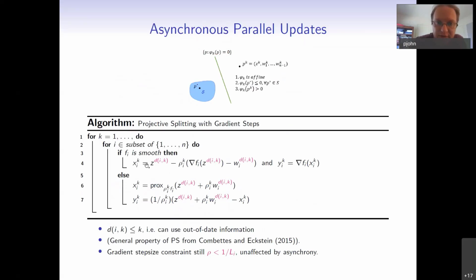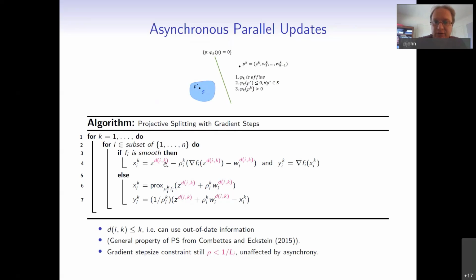Another nice thing, these things can be done in parallel. They can also be done asynchronously. And what I mean by asynchronous is that the inputs to these calculations can be slightly old. They can be out of date. So you can have different iterations. It doesn't have to be k here. It can be d_i^k, which is just some iterate less than or equal to k. And projective splitting, the theory allows you to get away with some staleness in the inputs there.